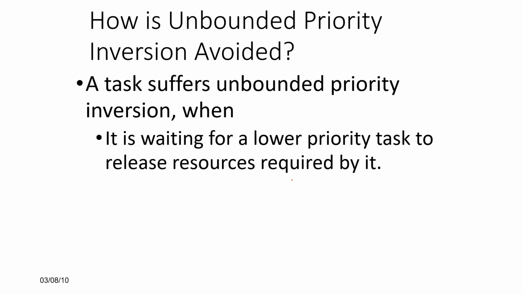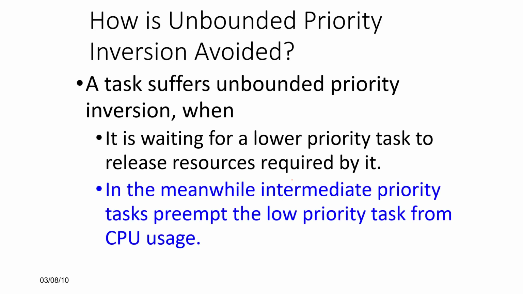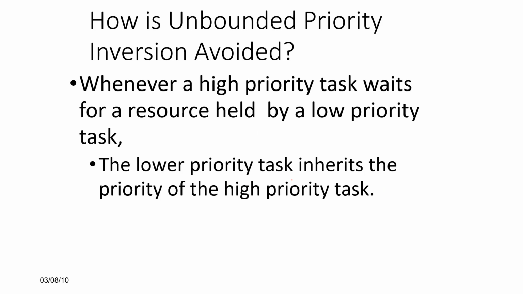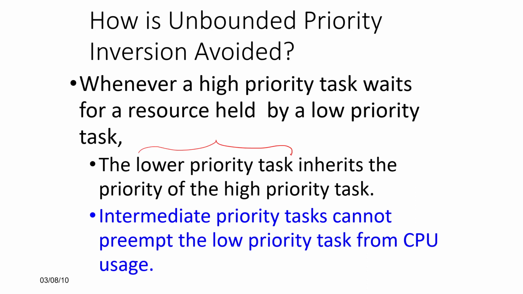So how is unbounded priority inversion avoided? Unbounded priority inversion is basically when a task is waiting for a low priority task to release the resources, and in the meanwhile multiple intermediate priority tasks preempt the low priority task. In this case, the high priority task which is waiting will give its priority to the low priority task. So it will inherit the priority, and this will stop intermediate tasks from running because they will not be able to preempt it on the basis of priority. As a result, unbounded priority inversion will not happen.